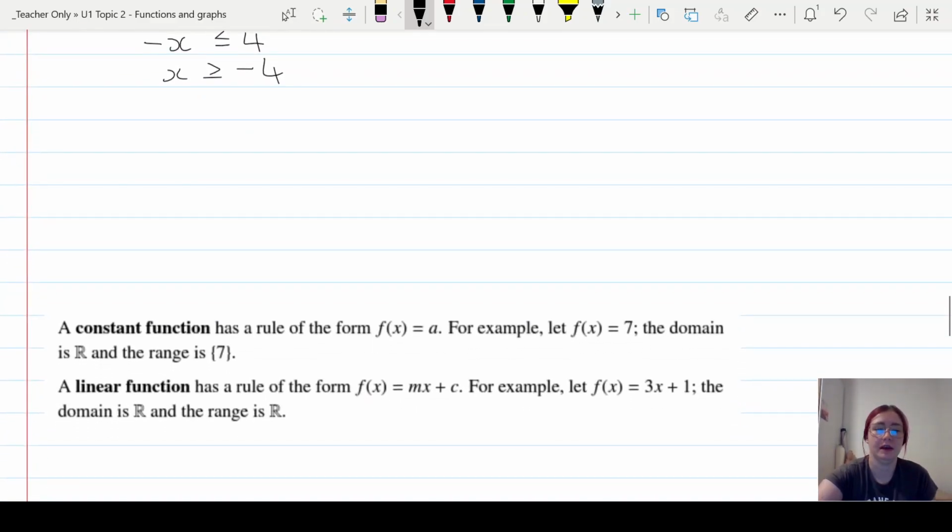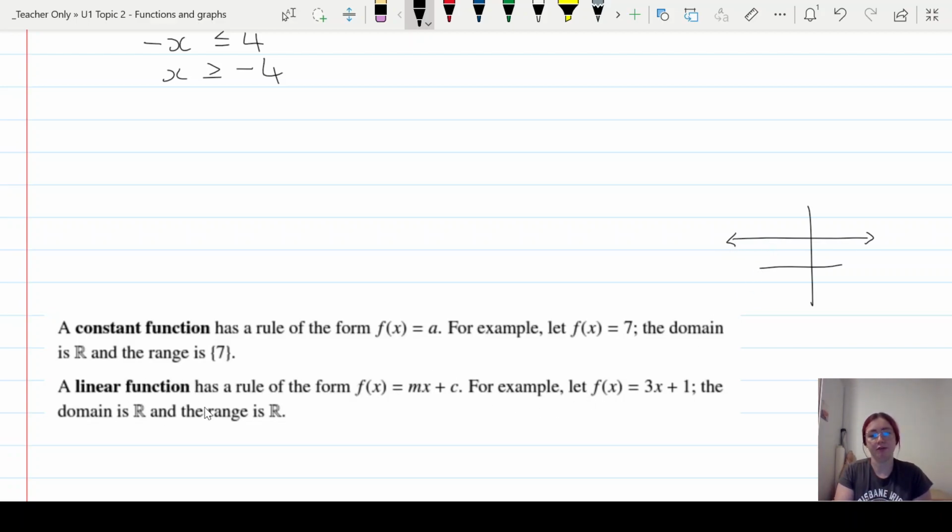The only other thing is just a couple of definitions. A constant function is where f of x equals a. So, for example, f of x equals 7. Your domain is real numbers, and your range is going to be 7. So remember, that would just look like a straight horizontal line.